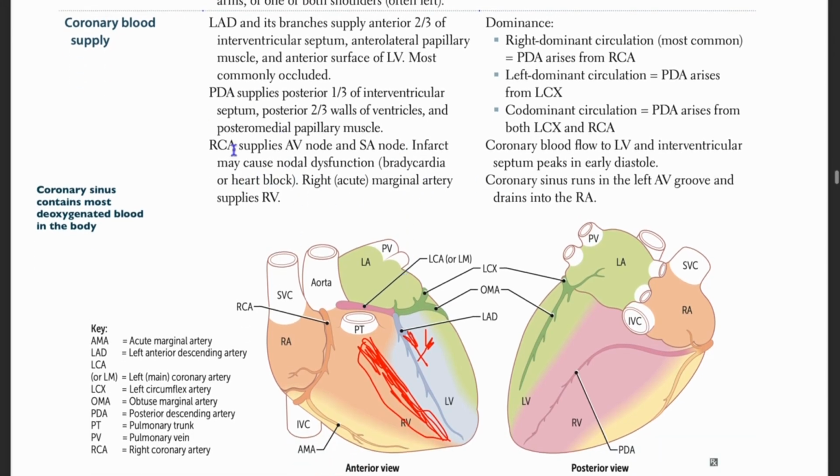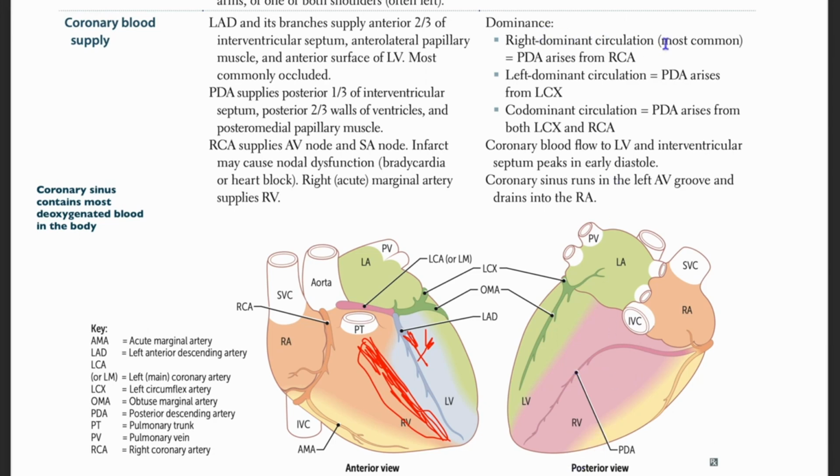Now, sometimes this artery right here can get supplied by this one instead of this one. Okay, so we'll read about that. So dominance, right dominant circulation, most common. So most people will have this kind of circulation. So PDA arises from RCA. Sorry, I meant this instead of this can get from that. Okay, so PDA. So again, this is posterior descending artery. Okay, it's on the back side. This would be like right above your pinky here, so right there.